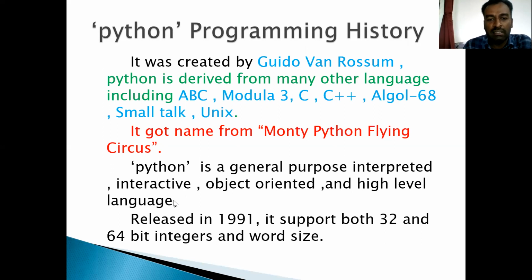So already we have seen about interpreted, interactive, object-oriented, and high-level. Why is Python an object-oriented, high-level programming language? Because Python works based on objects and is high level. It is directly compiled and converted into machine code, and it is also an interpreter language. Python was released in the year 1991. It supports both 32 and 64-bit integers.